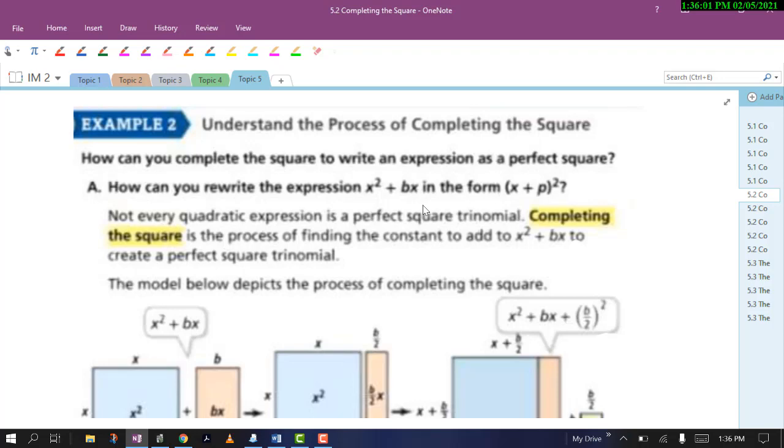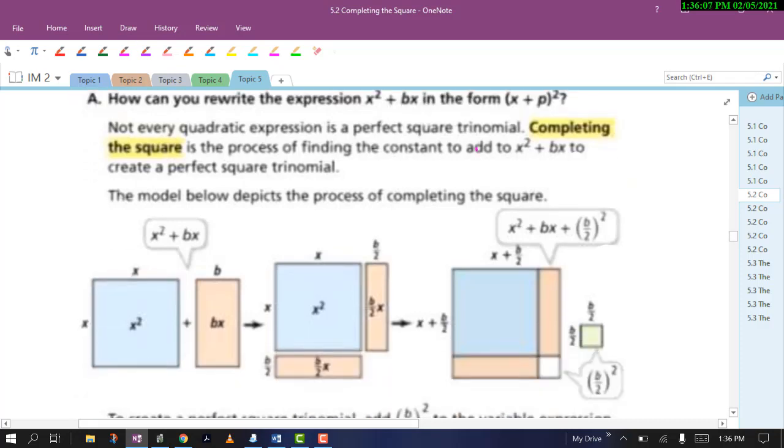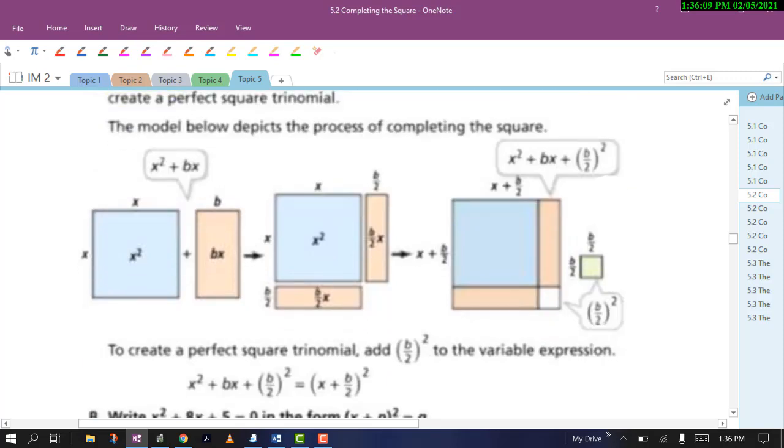Not every quadratic expression is a perfect square trinomial. We saw that with the other ones, but it's not always going to be the case. The model below depicts the process of completing the square. So we have x squared, of course that's x times x, and bx, b times x. We can cut that b in half, right down the middle. Put half to the right of our x squared, half to the bottom, and then we're just missing this little piece to make a perfect square.